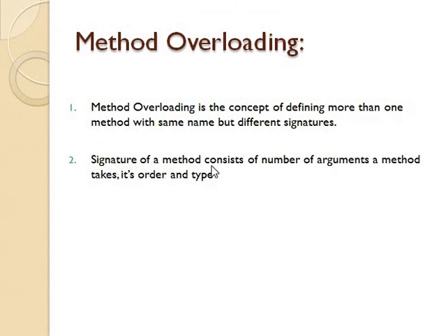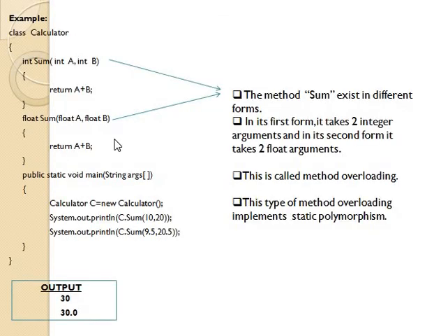Now see, the signature of a method consists of the number of arguments a method takes and then its order and type. Now if you see this program, both these member methods denoted by the same name, that is sum, contain two arguments, that is A and B. The first member method contains two arguments A and B, as well as the second member method also contains two arguments, that is A and B. However, their signatures are different. This is because the data types of those arguments for both these methods are different.